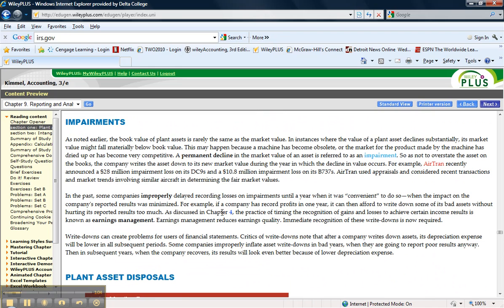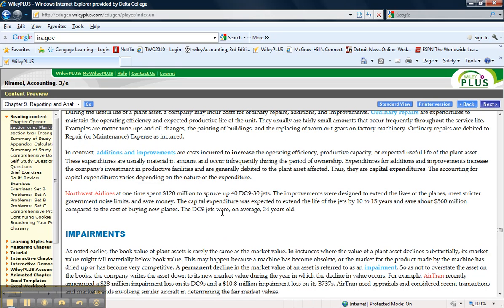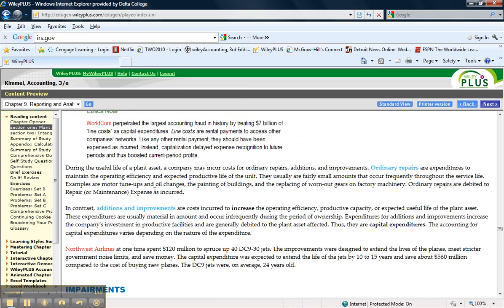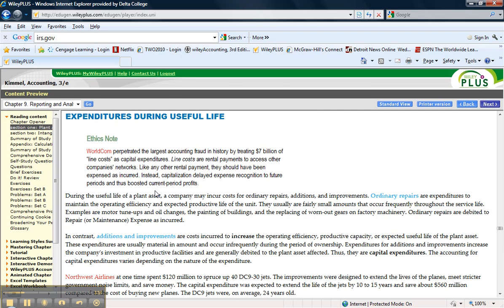The book doesn't really go into examples of how to do this. You might come across one or two in your homework problems, so I'll just tell you this basically. To revise your depreciation, you look at the book value of the asset at the time you made this improvement. So if I had an asset that cost $13,000 and my book value is down to $8,000 at the time I have to make this improvement.